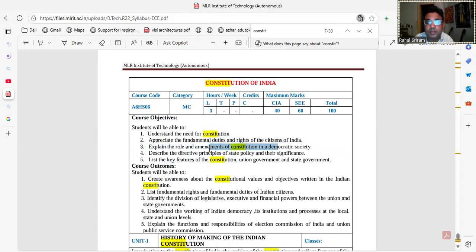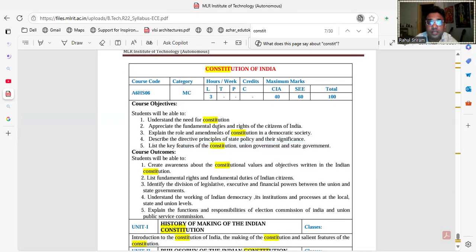Explain the role and amendments of the constitution in a democratic society, where democracy is promoted by the rule of and for the people. Describe the directive principles of state policy and their significance, that is, how the state will direct itself with some principles. And what is the significance? Then the key features of the constitution, and the union government and state government. These are the course objectives.